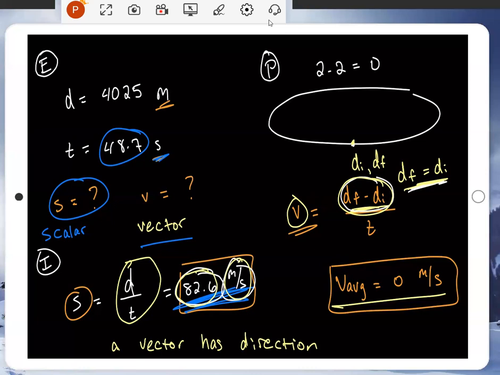Is that clear? If you understand this problem, then you've got it. You know the difference between vectors and scalars, as well as this can be confusing, speed and velocity. And this will definitely be on the final, speed versus velocity.